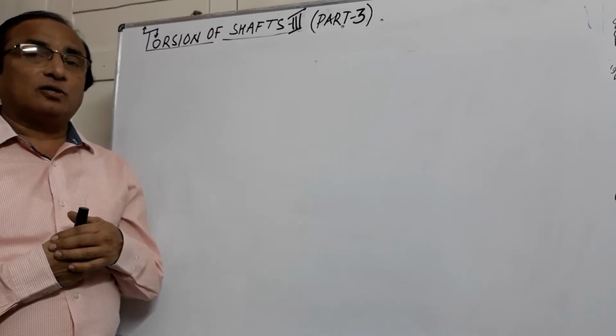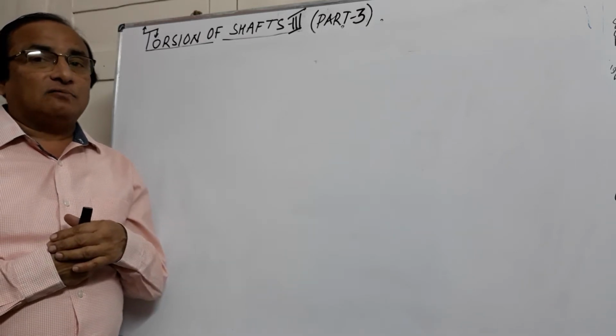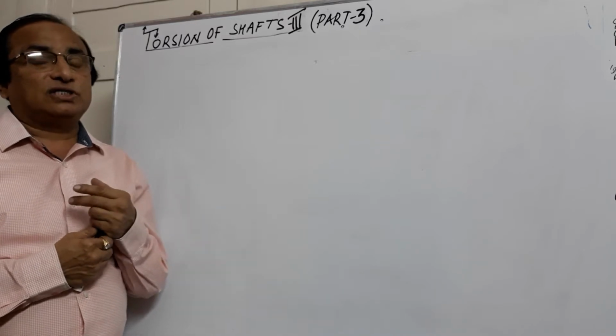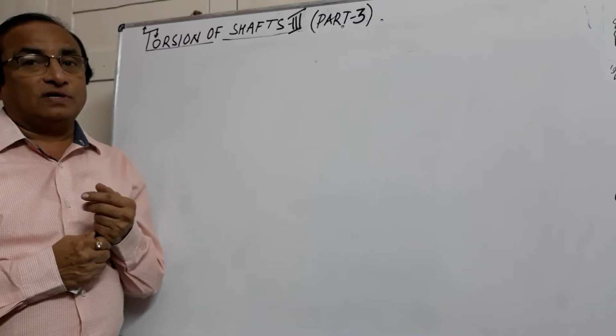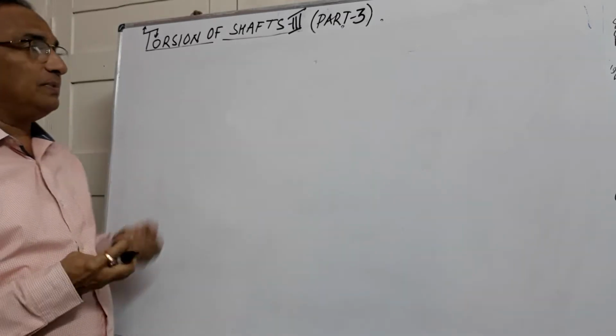So here we come across two types of shafts. One is a solid shaft and the other one is a hollow shaft. So today we will see how to design the cross section or the diameter of a shaft depending upon the conditions given to you. We will take up a simple problem here.